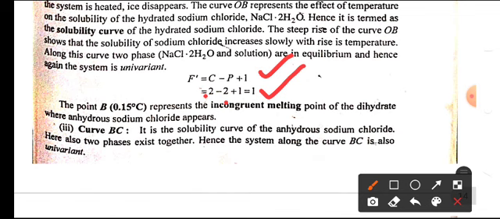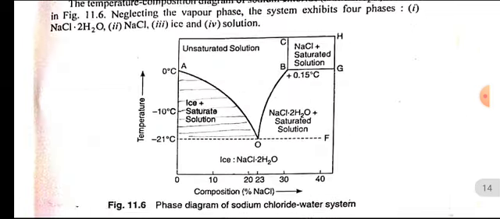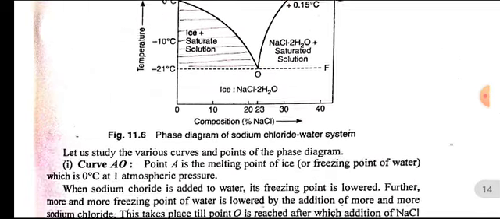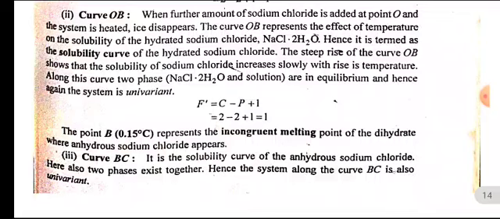Here the point B is very important in the phase diagram. This is the point B, which is the intersecting point of curve OB and BC. This point represents the incongruent melting point of the dihydrate where anhydrous sodium chloride appears. Very, very important. At point B, the temperature value is 0.15 degrees centigrade.